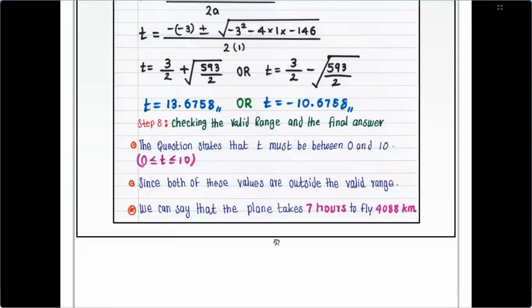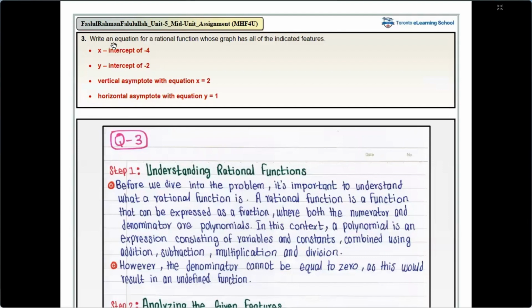Let's move on to the final question, which is question number 3. So question number 3 is: write an equation for a rational function whose graph has all of the indicated features. X-intercept of -4, y-intercept of -2, vertical asymptote with equation x equals 2, horizontal asymptote with equation y equal 1. So step 1, understanding rational function.